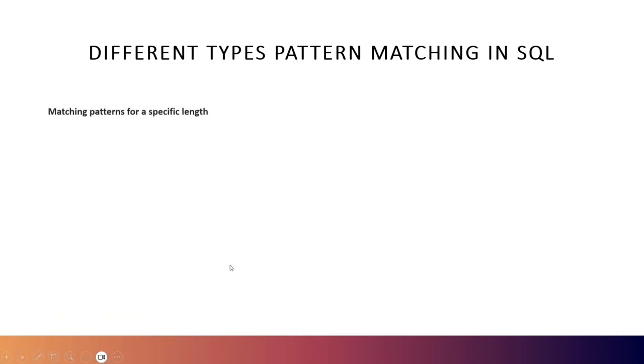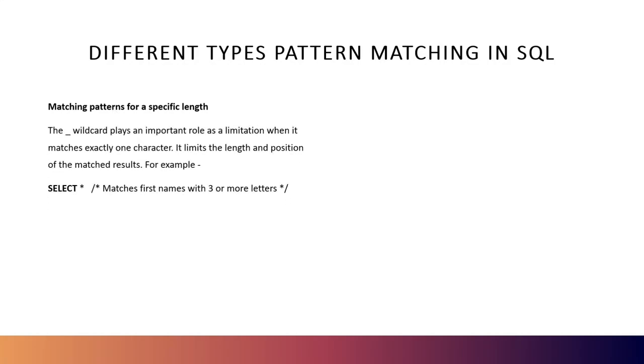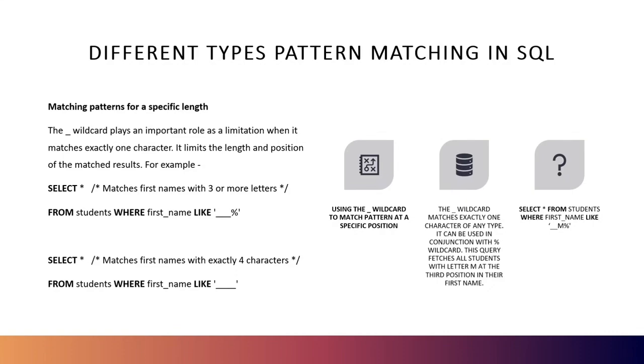Matching patterns for a specific length. The wildcard plays an important role where we match the length or position to get particular data. As you see here, the underscore wildcard exactly matches one character. It helps us to control the length and position of the pattern. Here the 3 underscores followed by the percentage symbol return names with 3 or more characters. With 4 underscores it returns names with exactly 4 characters.